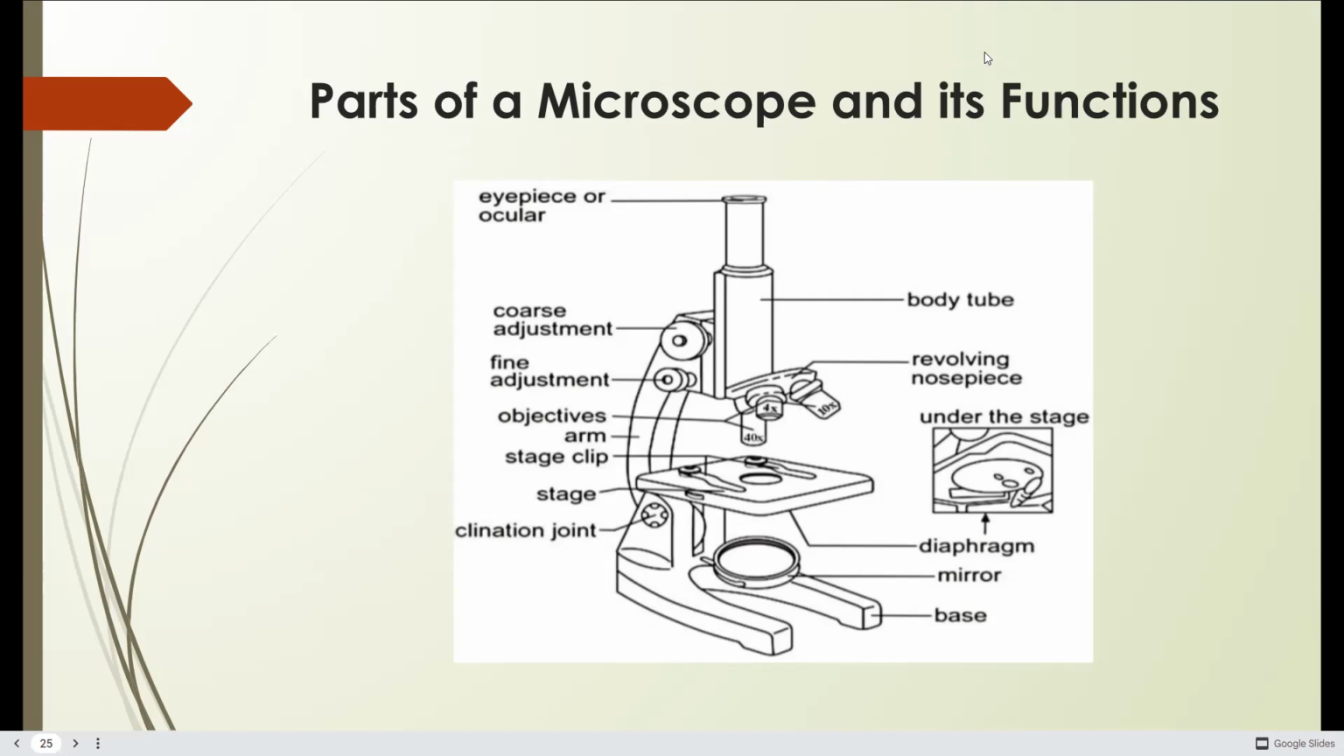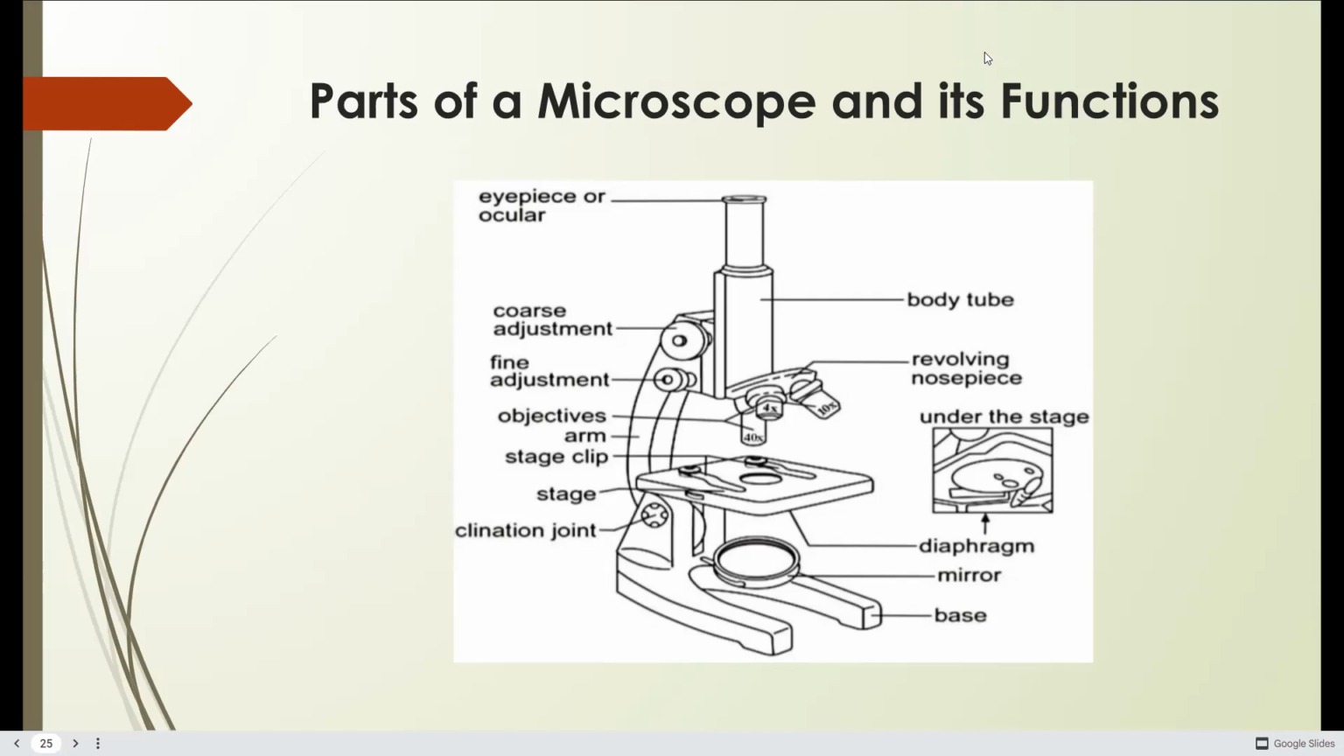The arm. Stage clips, these hold your specimen slide. Your slide, the stage, the inclination joint, in order for you to incline your microscope. Mirror, of course. We have two mirrors there, the convex and concave mirrors. Diaphragm, under the stage you can actually see the diaphragm. This is the light from the base.